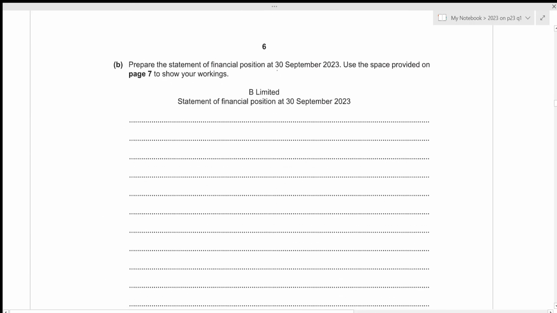We now need to prepare the statement of financial position at 30 September 2023, and we need to use the space provided to show the workings, but I have already made my adjustment in the given information. Okay, so we can start with our asset section. We can start with our non-current assets. And the non-current assets will only include the property, plant, and equipment. We need to include it at its net book value.